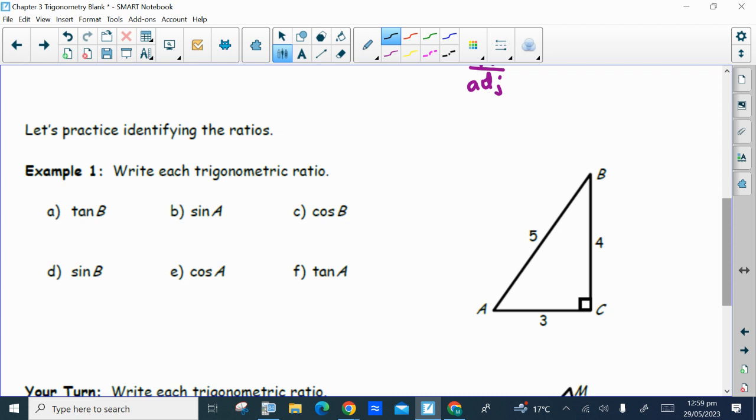So this first example says write each trig ratio. First, let's do from angle B. So if we're using angle B, let's label the three sides. The side across from the right angle is the hypotenuse. That never changes. From angle B, the side across from that is the opposite. Then all you're left with is one side for the adjacent. If you were using angle B, that's how you must label the sides.